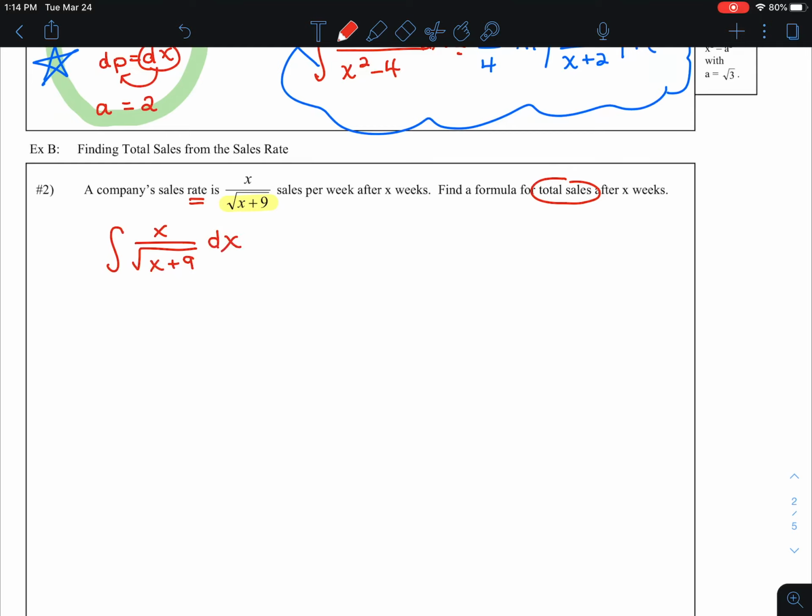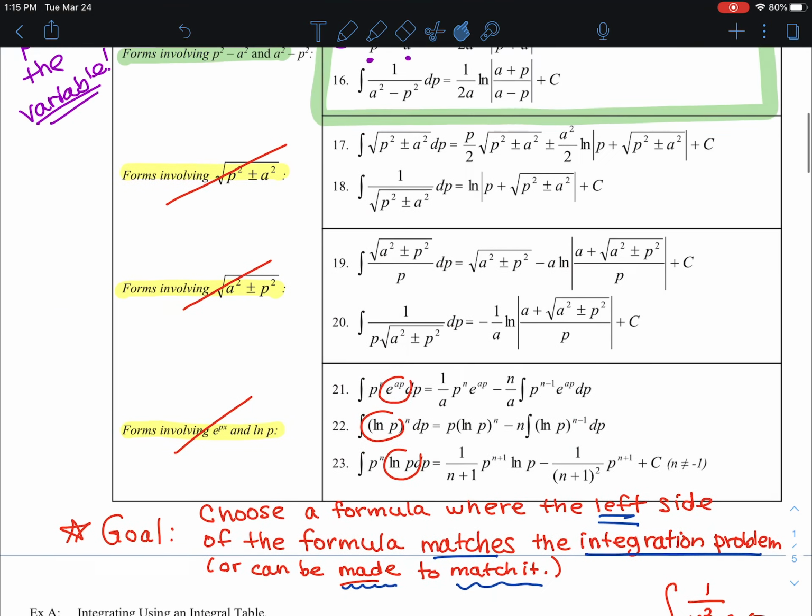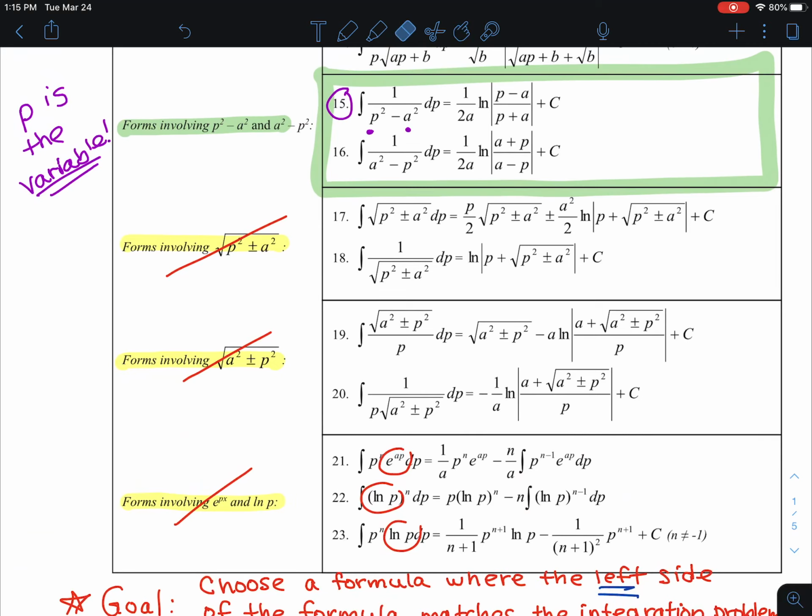Then we're going to go to the front. Remember, we said the more complicated aspect is the denominator, and notice this has a square root symbol in it. My variable x looks like a p when I look at it here, though.